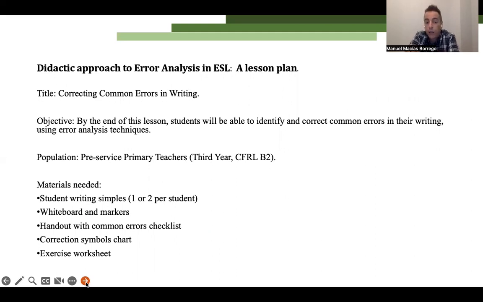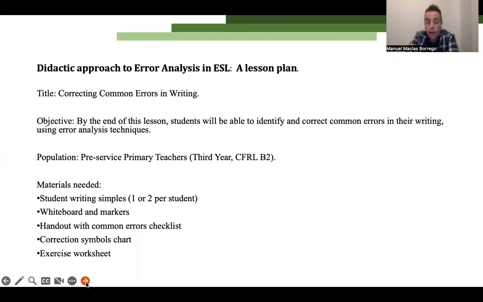The population is pre-service primary teachers in the third year, so they are in the Common European Framework approximately at the B2 level. The lesson plan has been entitled "Correcting Common Errors in Writing," but it could have received a different title, a bit more innovative, a bit more alternative, a bit more suggestive.